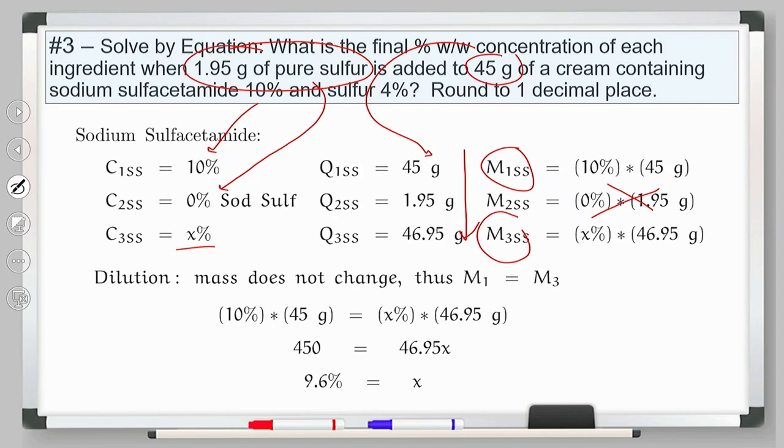All right, so the 10% times the 45 grams is going to equal my final product, which is some X concentration times the total weight, which is the 46.95. Do a quick math, 450 divided by 46.95 means that its concentration will go from 10 down to 9.6%. So this is the final concentration. That makes sense? So remember those C's and Q's. And this one question had both a fortification and a dilution all in one.